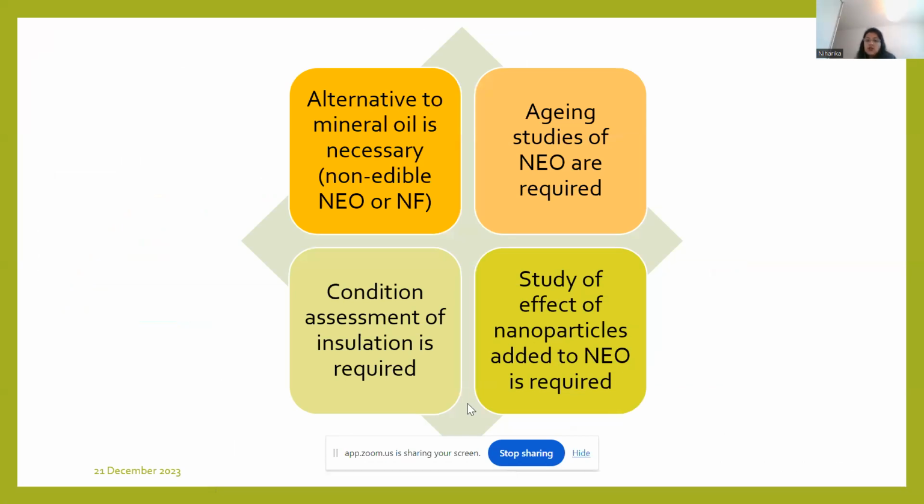So we thought of an idea that alternative oils to the mineral oil are necessary, either the non-edible natural ester oil or the nanofluids. But to prove that it is equal to the mineral oil, we need to do some aging studies of the natural ester oil as well as the condition assessment of the oil, considering all the required tests to be done on the oil. Also, if you're going for the nanofluids, we need to study the effect of the nanoparticles when they're added to the oil.